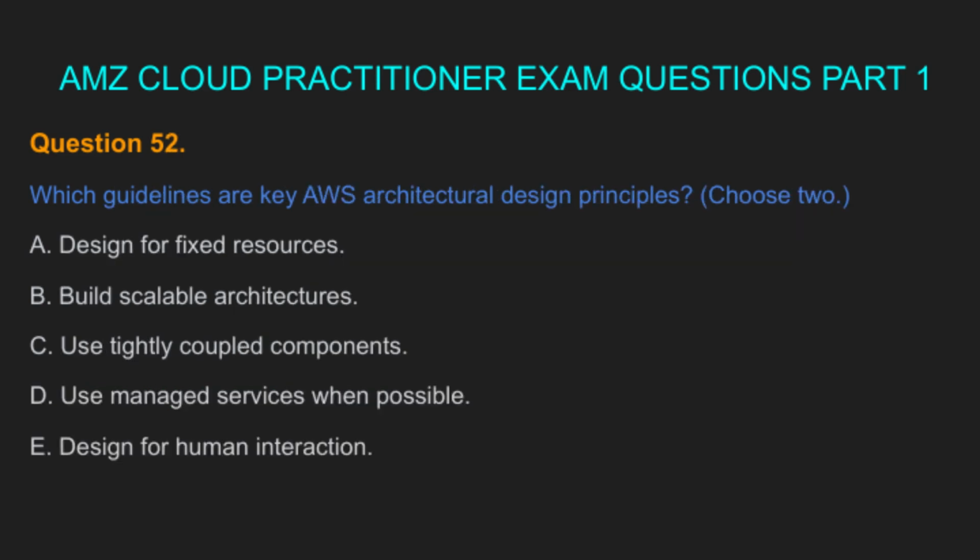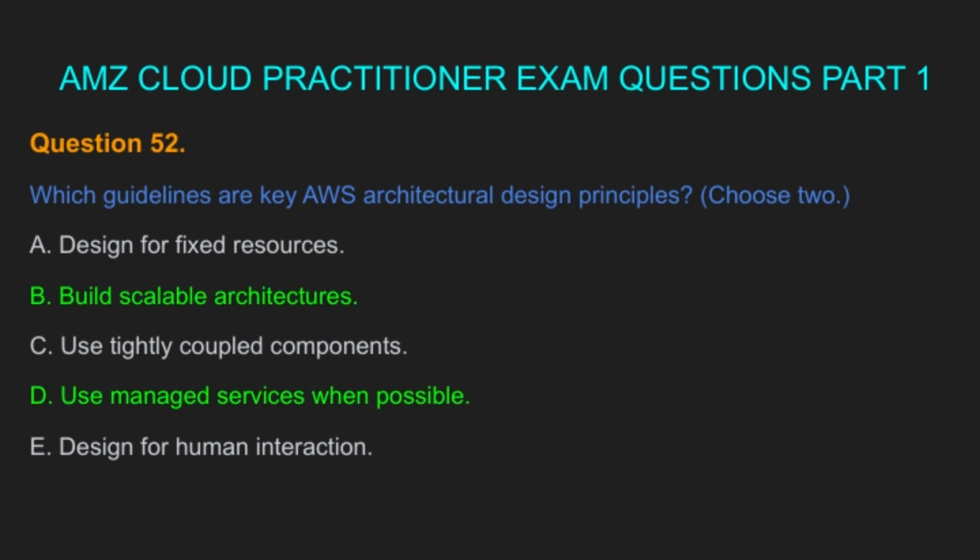Question 52. Which guidelines are key AWS architectural design principles? Choose 2. A. Design for fixed resources. B. Build scalable architectures. C. Use tightly coupled components. D. Use managed services when possible. E. Design for human interaction. The correct answer is B and D.